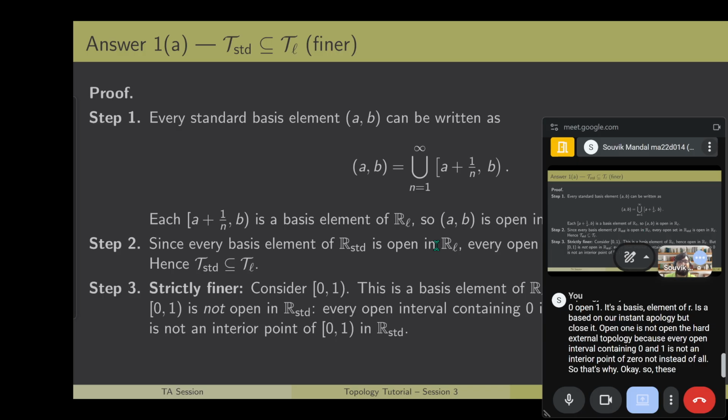So this is the argument. Okay, is that clear? I hope it's clear. So there is nothing more to explain. So the standard topology is a strict subset of the lower limit topology.